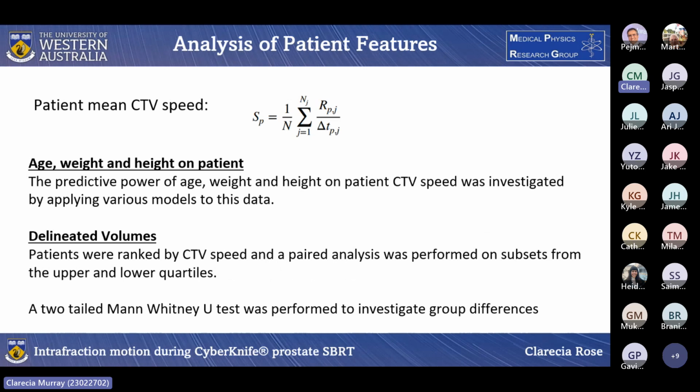As mentioned prior, the Euclidean distance was taken over the change in time, and this was gathered so that we could look at age, weight and height influences on the motion, regardless of what imaging interval they were imaged at. Due to time restrictions and the manual extraction processes, rather than looking at the entire cohort with the delineated volumes, the patients were ranked by their CTV speed, and a subset was taken from the upper and lower quartiles, and a paired analysis was performed on these, simply a two-tailed Mann-Whitney U-test.